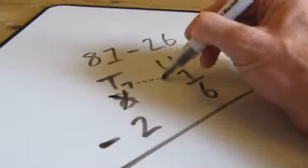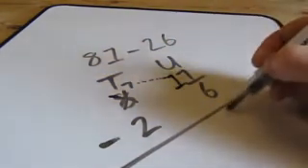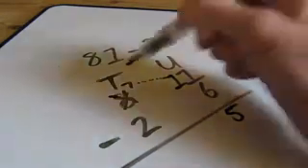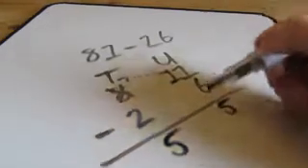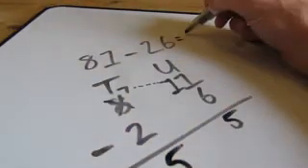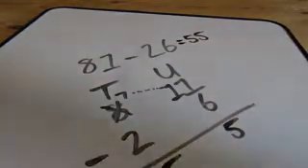tens, and move the 10 across here to make it 11. Now 11 subtract 6. That's going to leave us with 5. 7 subtract 2. That's going to leave us with 5. That leaves us with an answer of 55. So that's how we will be needing to borrow.